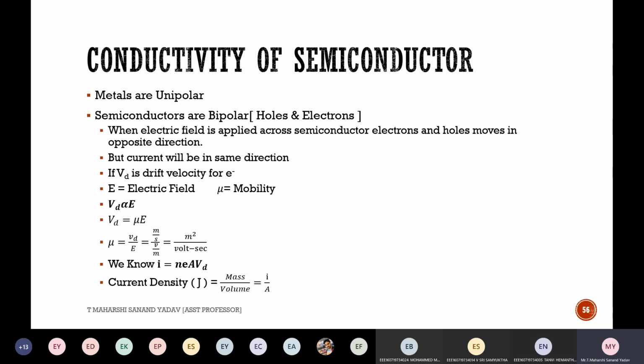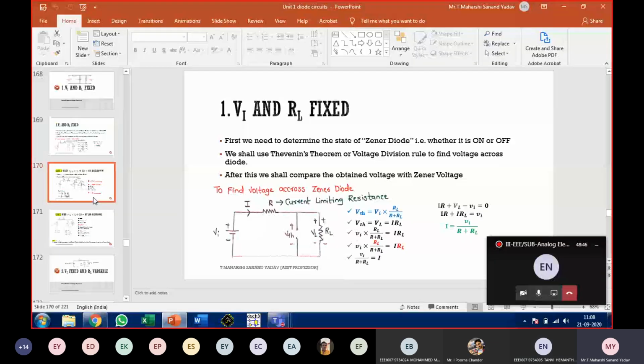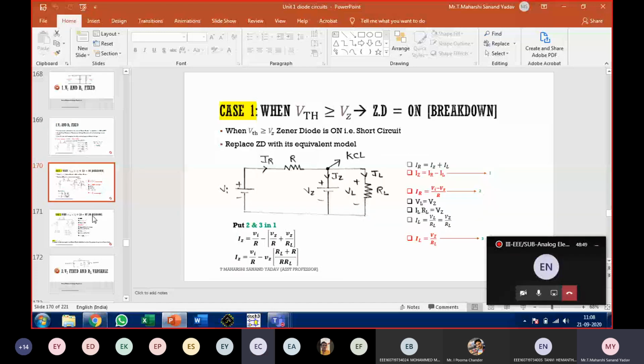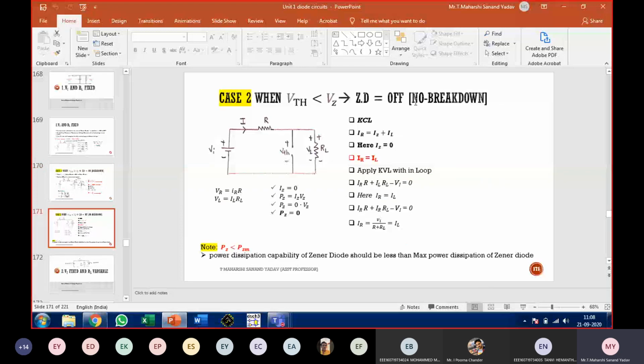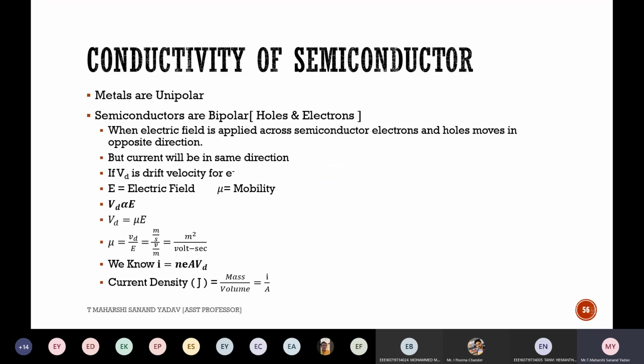So we are done with this, and next we have discussed case number 1. Let's see case number 2. See here, when VTH is less than VZ, it means that the Zener diode is off. Off is nothing but there is no breakdown. So in order to find VTH, I need to open circuit this. At the same time, when VTH is less than VZ, obviously the diode will be off.